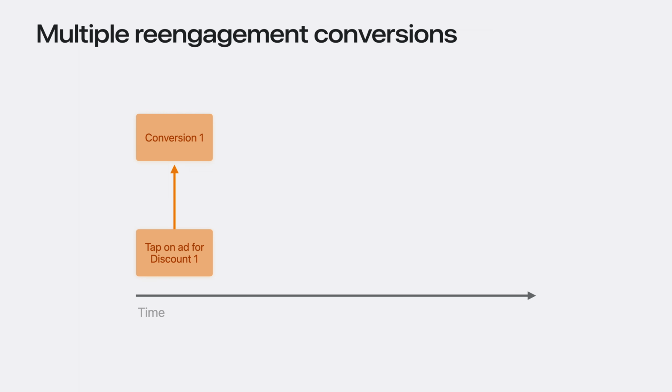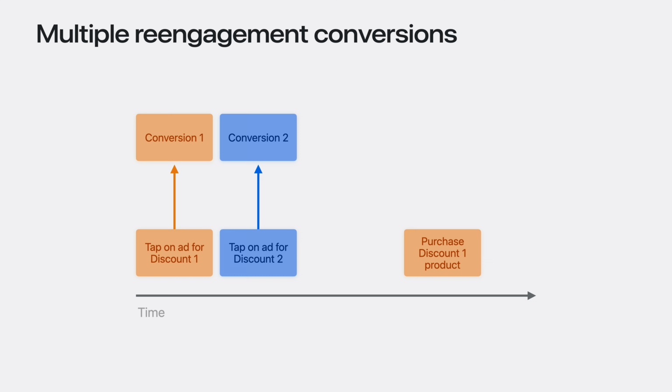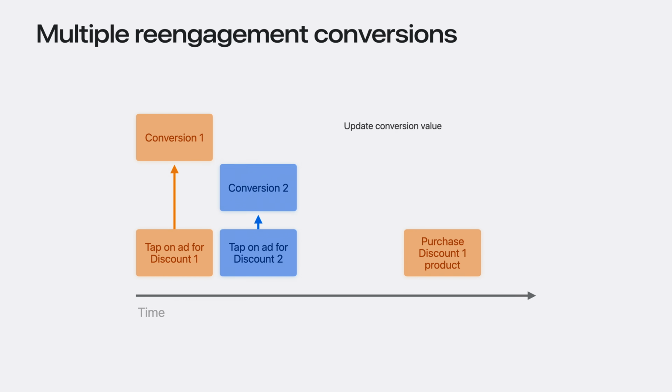Continuing the scenario, a few hours later, the same customer sees another ad promoting a second discounted item in your app and decides to tap the ad. This creates another re-engagement conversion in the system. After some time in the app, they decide to go back and purchase the first discounted item. Using conversion tags, you can update the conversion value for the original conversion corresponding to discount number 1. This will be really useful if you run re-engagement campaigns for multiple products in your app at the same time.